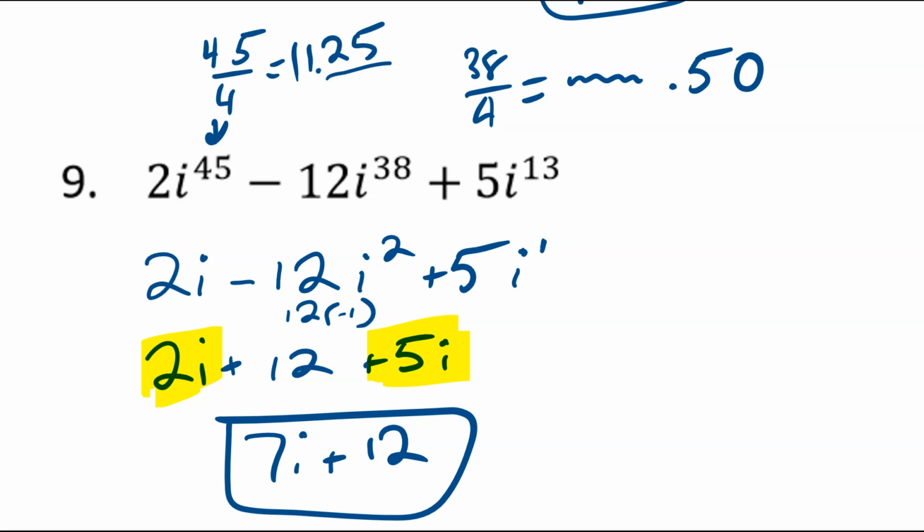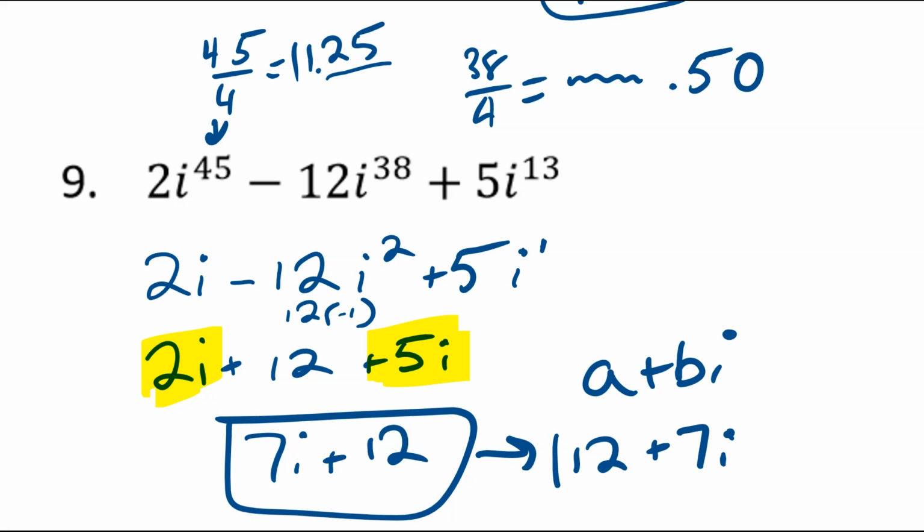However, this is not how you would normally leave your answer. Normally, you'll leave your answer in a plus bi form. So I'm actually going to rewrite this so that my real part is first, and my imaginary part comes second. Now, this is a complex number because it has both a real component and an imaginary component.